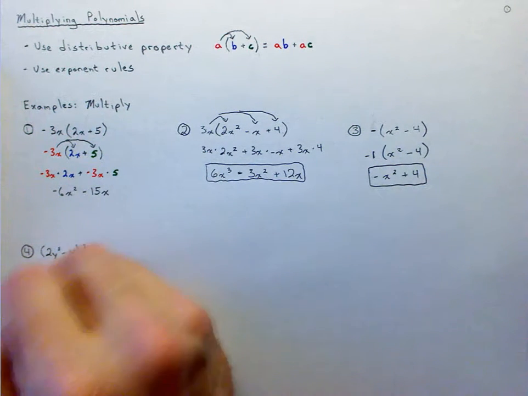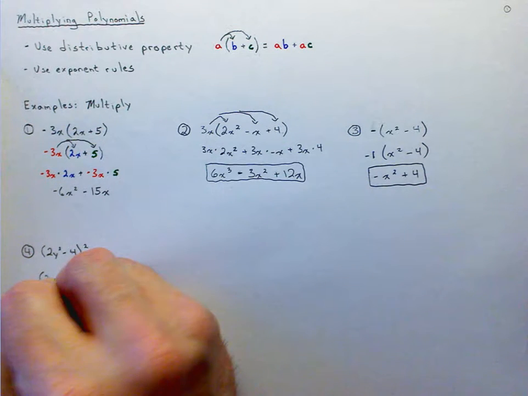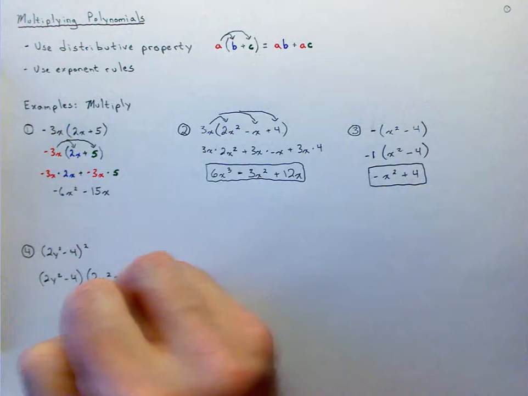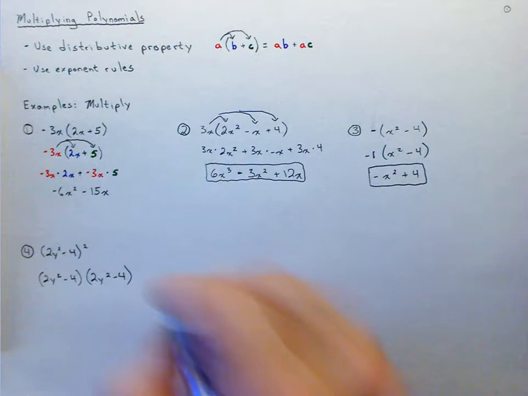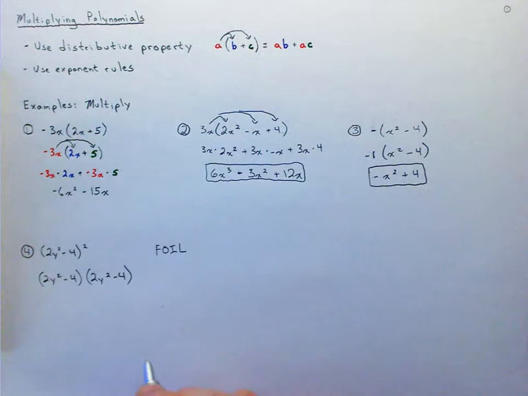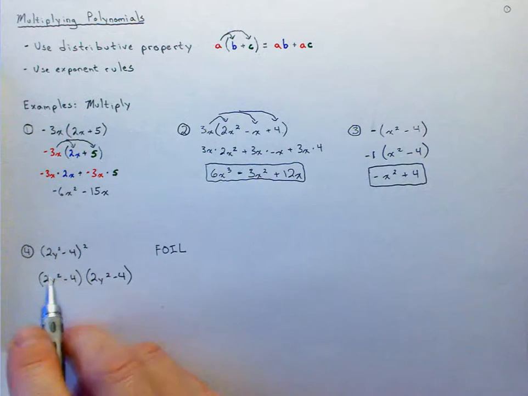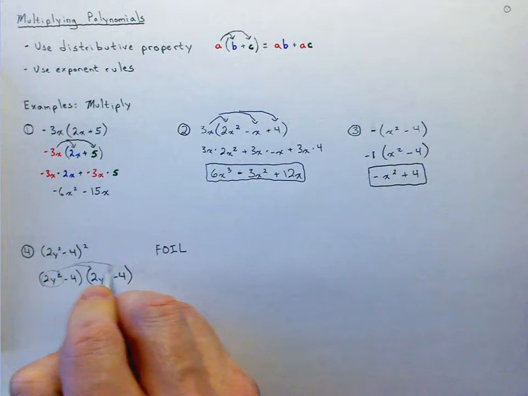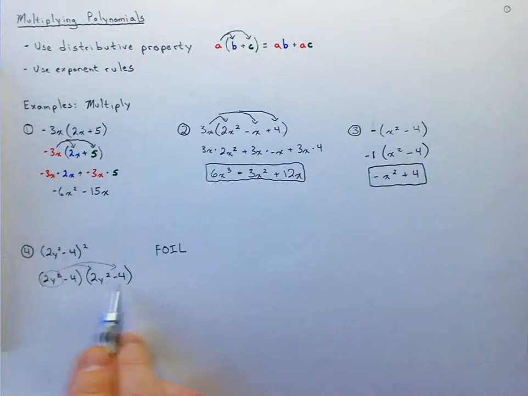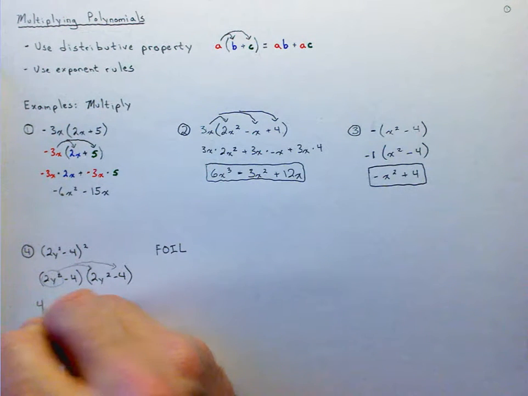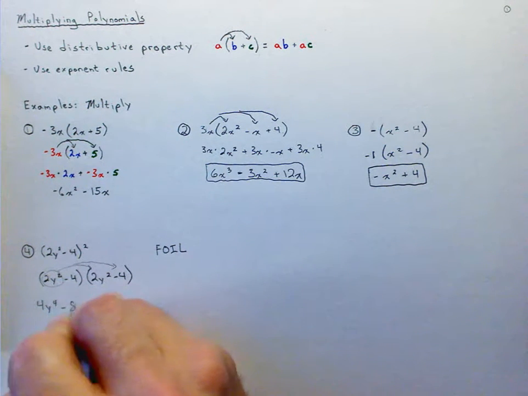This one here, I work just like I showed you originally with exponents. I just rewrite this as this. And you probably know the FOIL method, first, outer, inner, last. That's absolutely fine. Otherwise, all you're doing is distributing. The first thing I'm going to distribute is this. I'm going to multiply everything by 2y squared. So I end up with 4y to the 4th minus 8y squared.